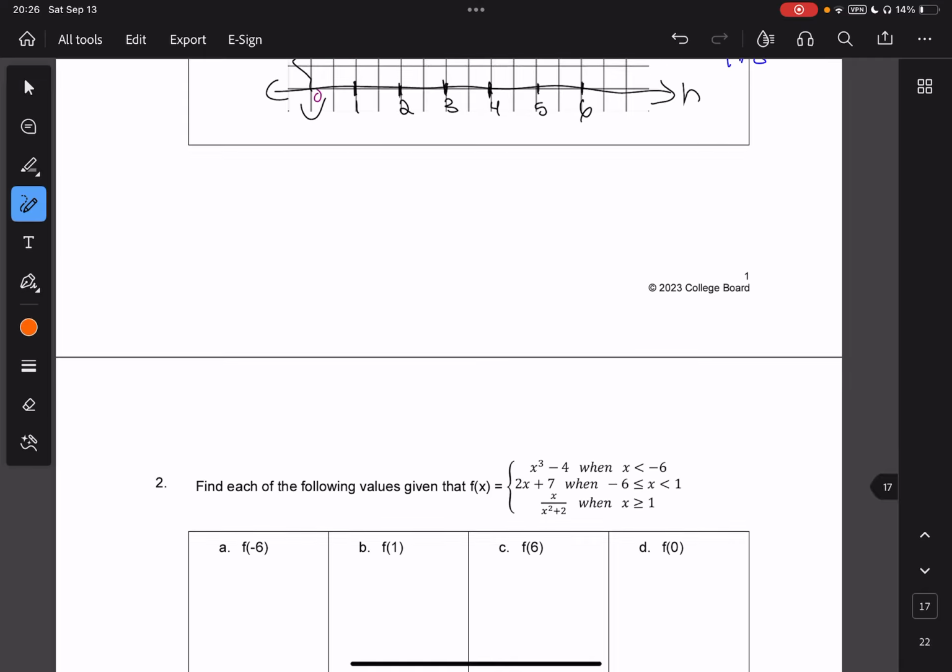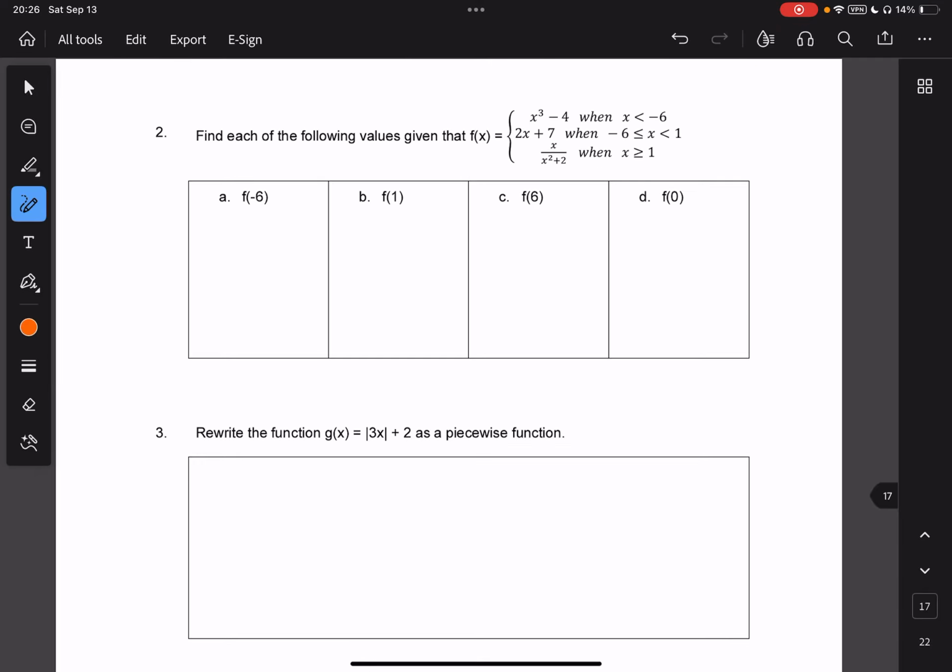Okay, so now let's move on to question 2. Question 2 says to find each of the following values, given that f of x is this piecewise function. So all we're doing is plugging in the value of x that we're given. So x is -6, x is 1, x is 6, x is 0.